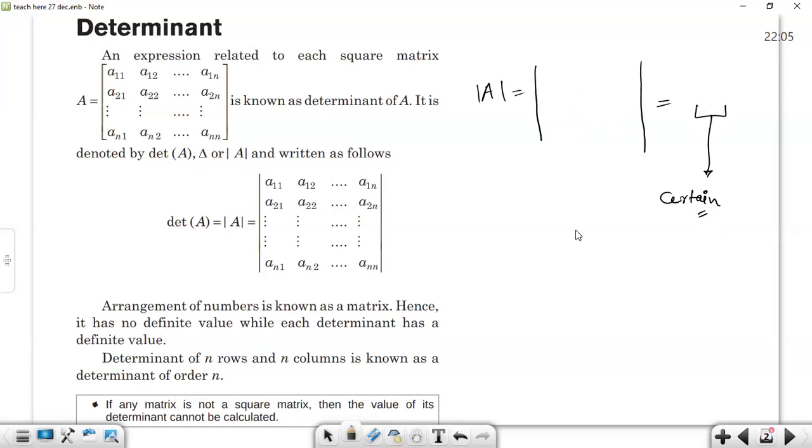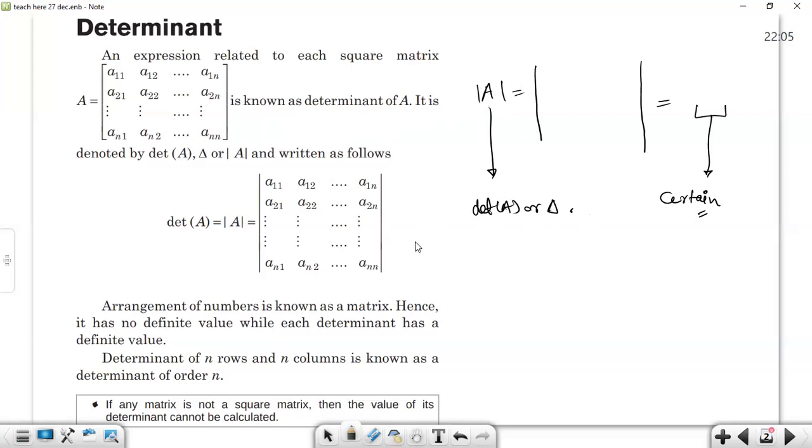It can be a number, or any expression or polynomial, based on what the elements are. So an expression related to each square matrix is known as a determinant of A. It can be denoted by drawing two vertical straight lines, or by delta.